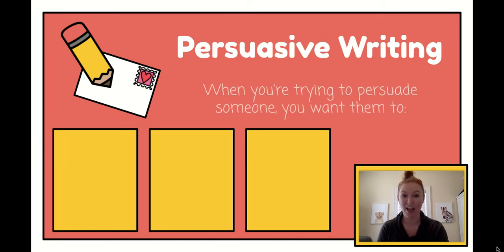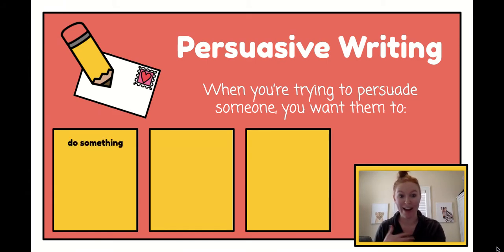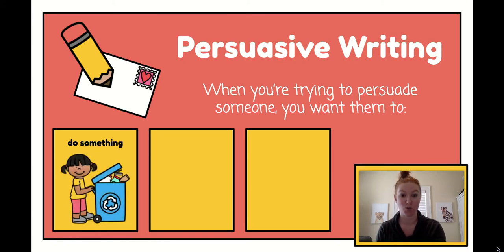Persuasive writing is when you're trying to persuade someone to get what you want. So there are three different ways we can persuade someone in kindergarten. We can persuade them or try to get them to do something, like I might persuade you to recycle because it's good for our earth.